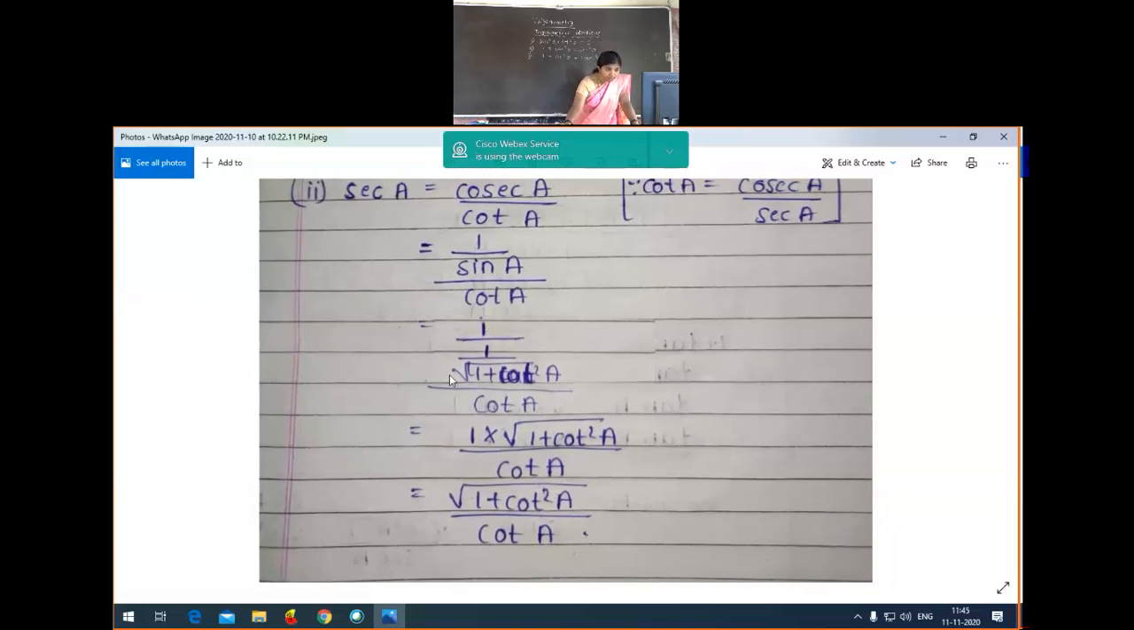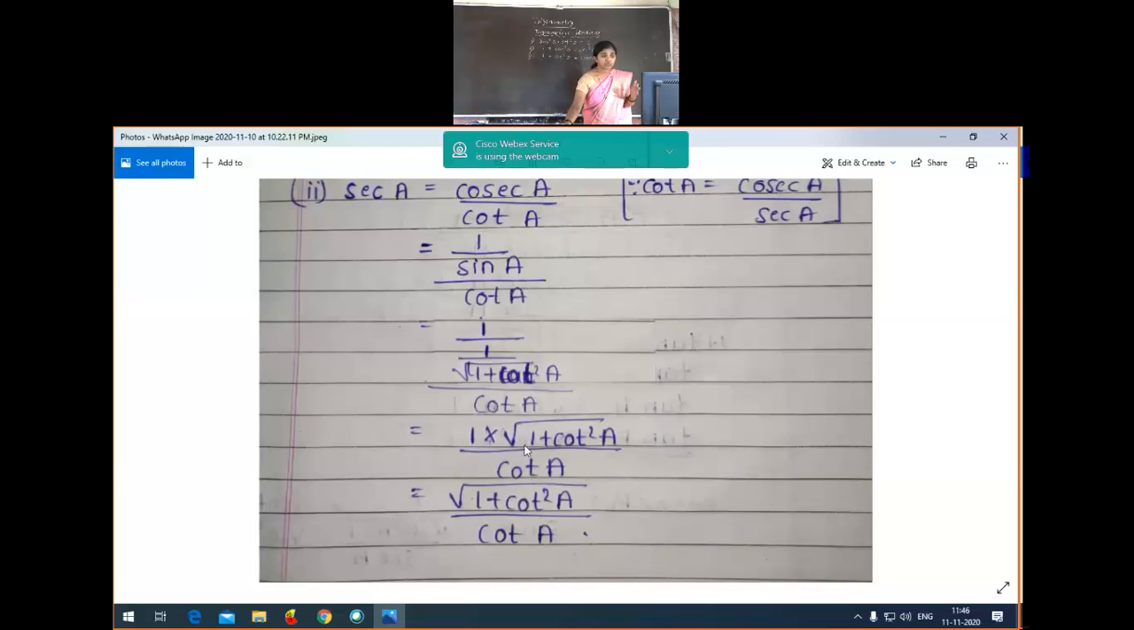by square root of 1 plus cot square A, that whole divided by cot A. So that is equal to 1 into, when we take the reciprocal, square root of 1 plus cot square A divided by cot A. 1 into anything is that 1 plus cot square A only. So 1 plus cot square A divided by cot A. So this secant A is converted in terms of cot A. Got the idea of this problem, students?